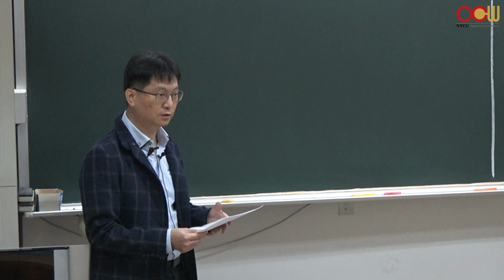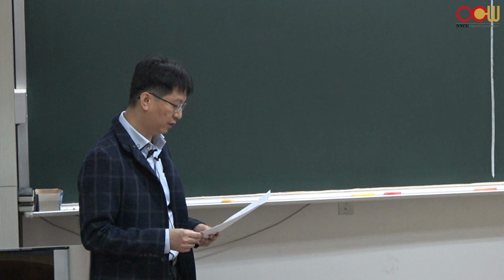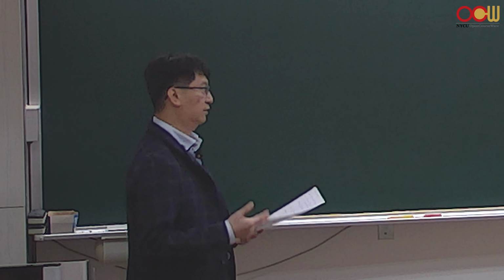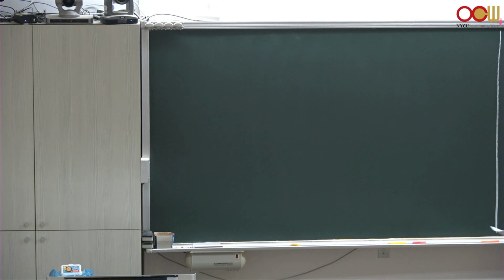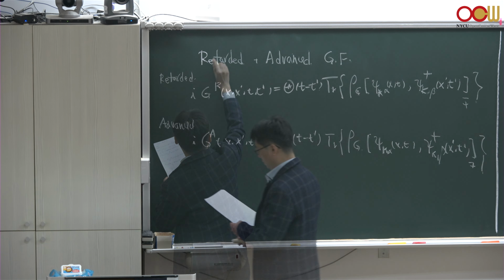So next we will try to define the spectral density that we already defined for zero temperature Green's functions, but here we should define this at finite temperatures. But before that, we will define the retarded and advanced Green's functions.